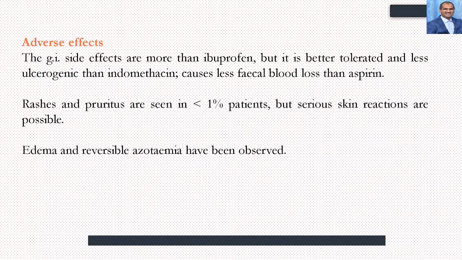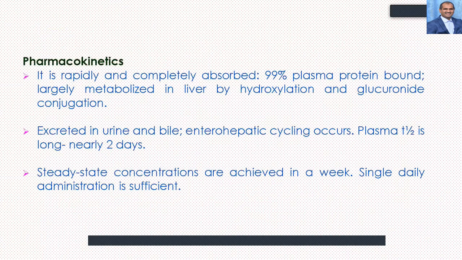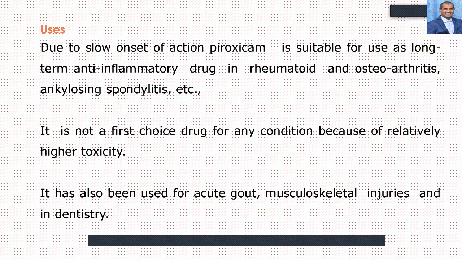And the clinical uses of these agents, especially Piroxicam and meloxicam and so many other drugs which are under this category of the enolic acid derivatives. Due to the slow onset of action, it is suitable for use as a long-term anti-inflammatory drug in rheumatoid arthritis, osteoarthritis, or ankylosing spondylitis. So it is not the first choice drug in any other condition because relatively it is more toxic.